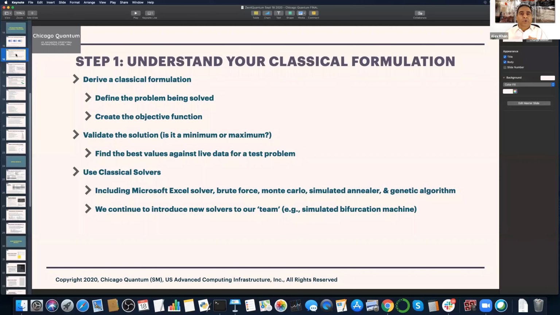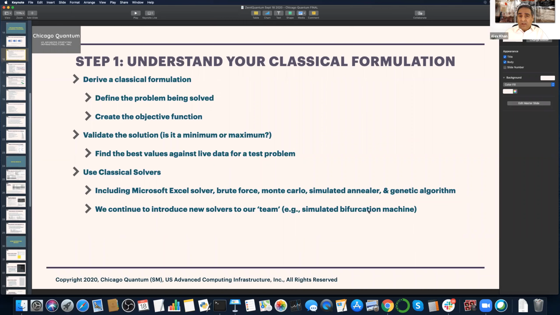So get to understand that. Then get to understand what you are doing with that. Are you finding the maximum? Are you trying to find the minimum? Because most of these solvers will either do the maximum or they're going to do the minimum. In the case of D-Wave, it finds the minimum energy of a landscape. And then use classical solvers to really understand the problem. We had to put our calculations on an Excel spreadsheet, and it's almost like going back into finance class and understanding exactly what we were doing. We wanted to know what was the right answer before we took the next step.